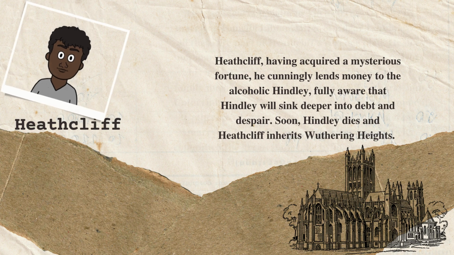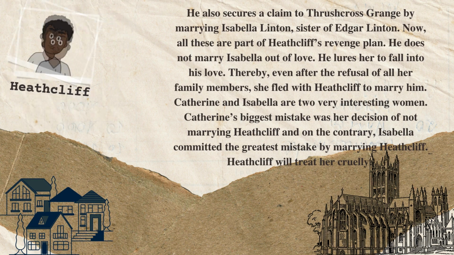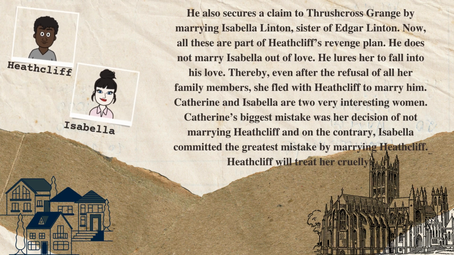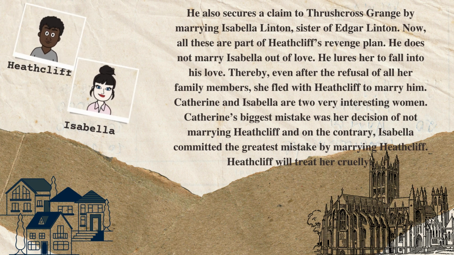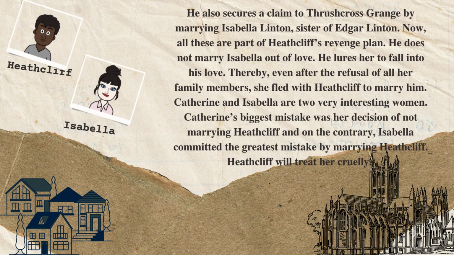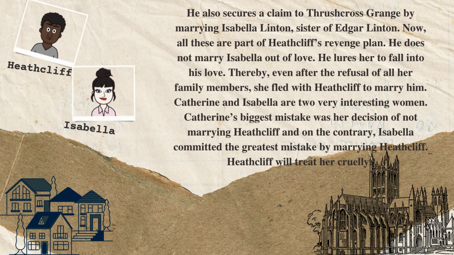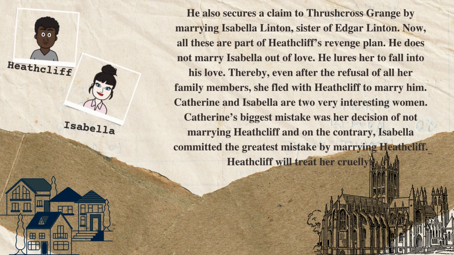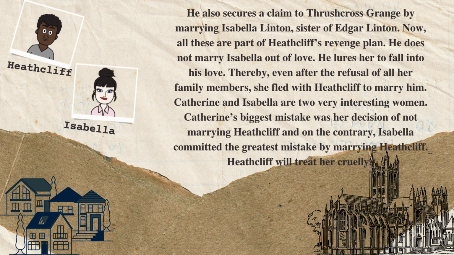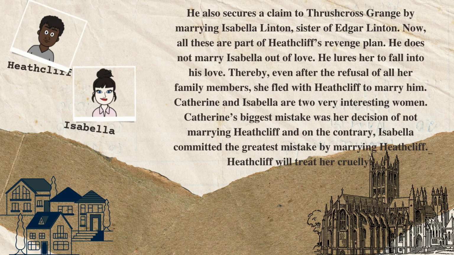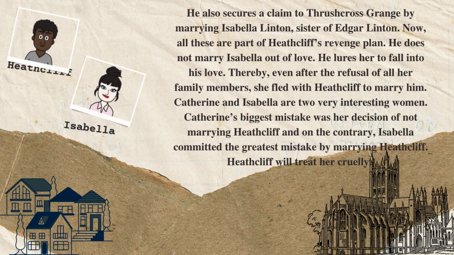He also secures a claim to Thrushcross Grange by marrying Isabella Linton, sister of Edgar Linton. Now, all these are part of Heathcliff's revenge plan. He does not marry Isabella out of love. He lures her to fall into his love. Thereby, even after the refusal of all her family members, she fled with Heathcliff to marry him.